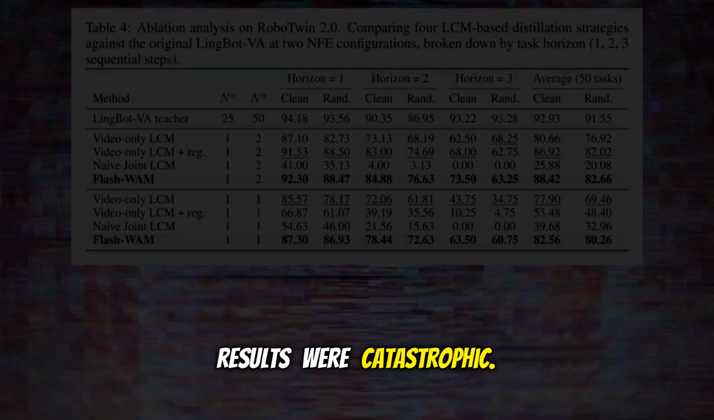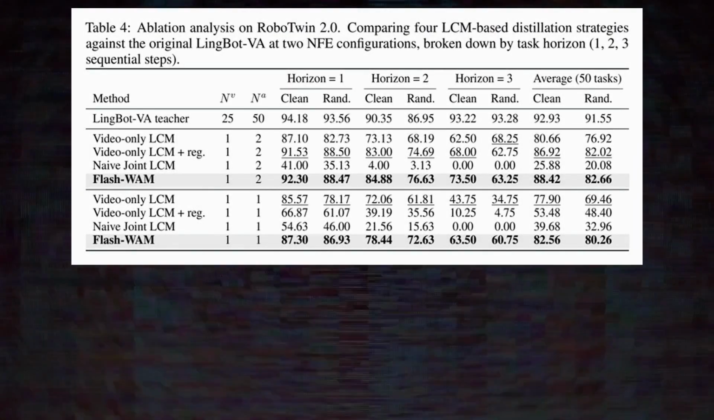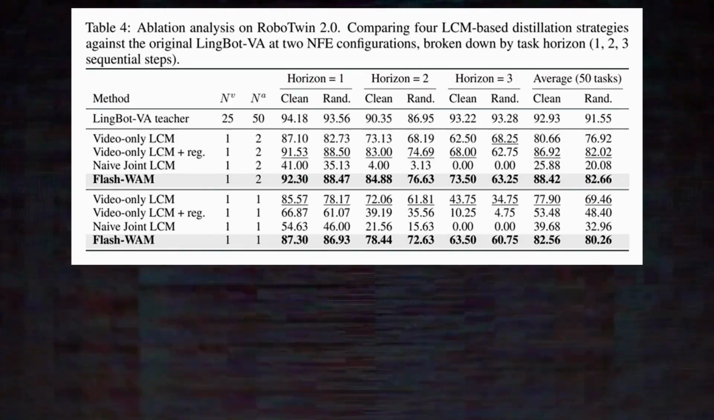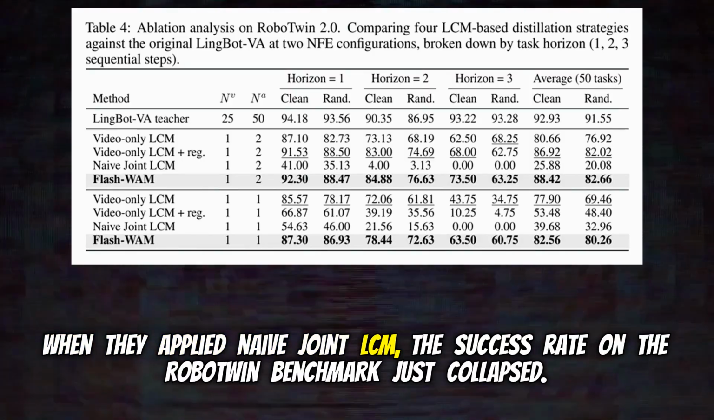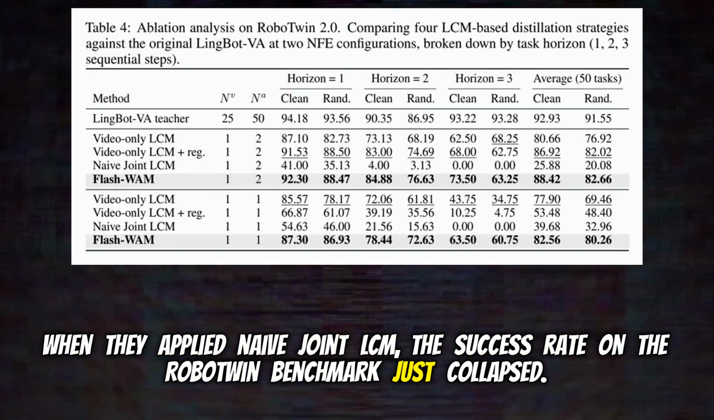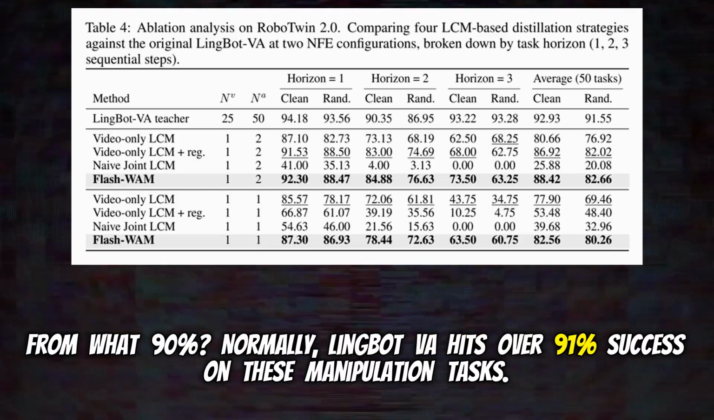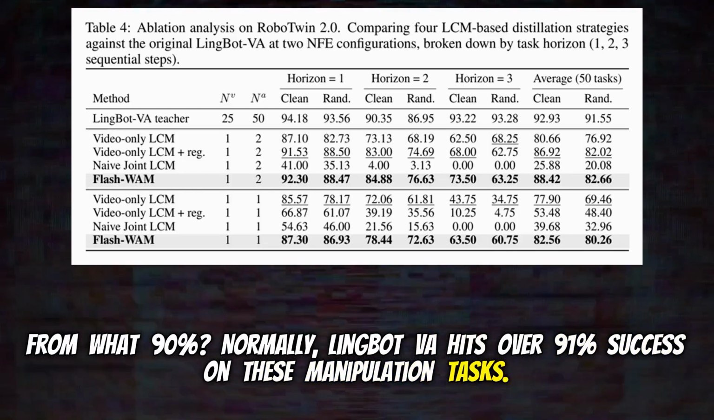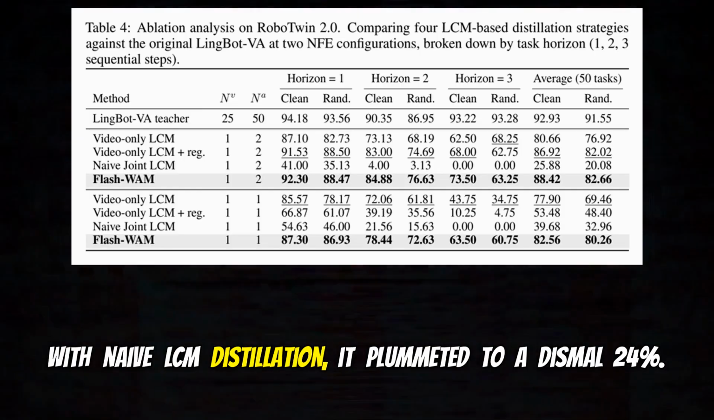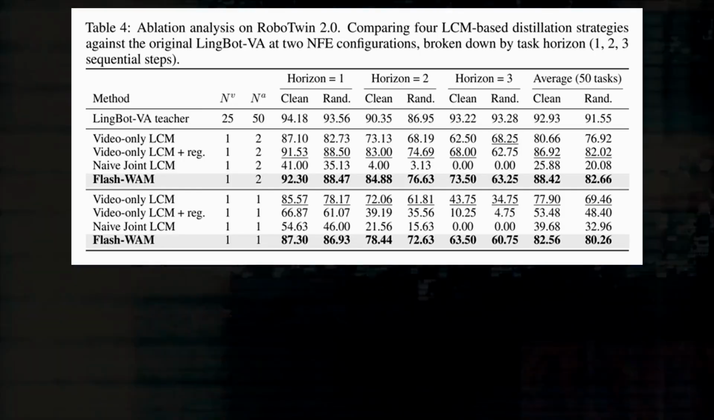Oh, flawlessly. So naturally, researchers took off-the-shelf LCM and applied it to the LIBERO VA, the Joint Video Action Model, but the results were catastrophic. Yeah, catastrophic is the right word. And I don't mean a slight dip in performance. When they applied naive joint LCM, the success rate on the RoboTwin benchmark just collapsed. From what, 90%? Normally, LIBERO VA hits over 91% success on these manipulation tasks. Yeah. With naive LCM distillation, it plummeted to a dismal 24%. The robot basically forgot how to do its job.